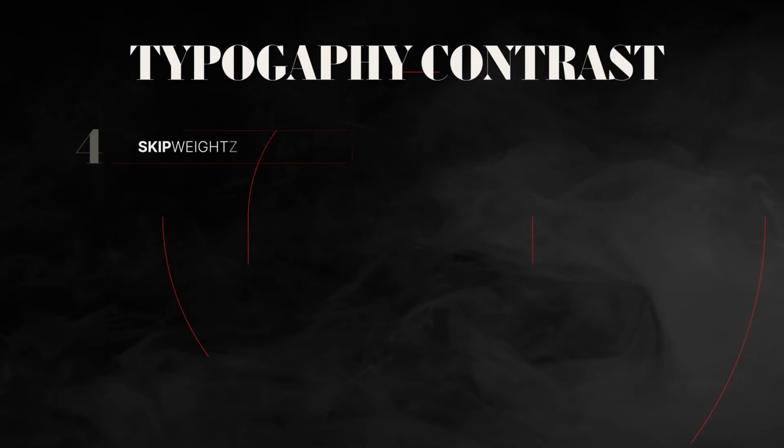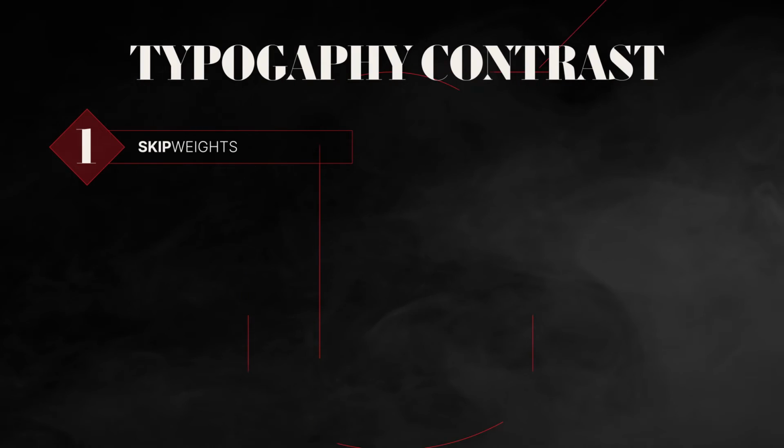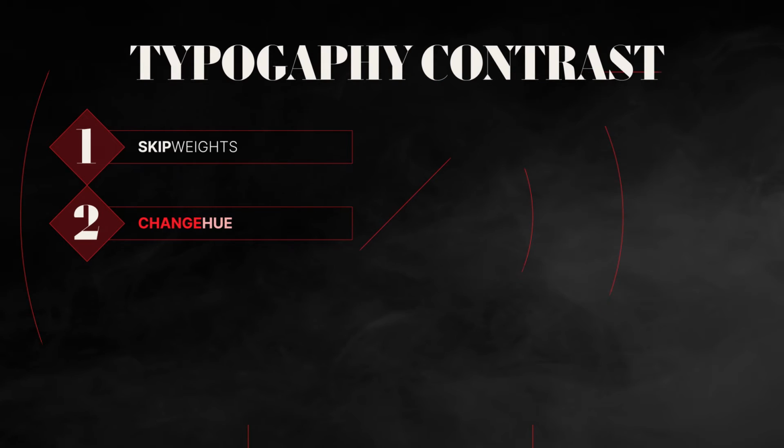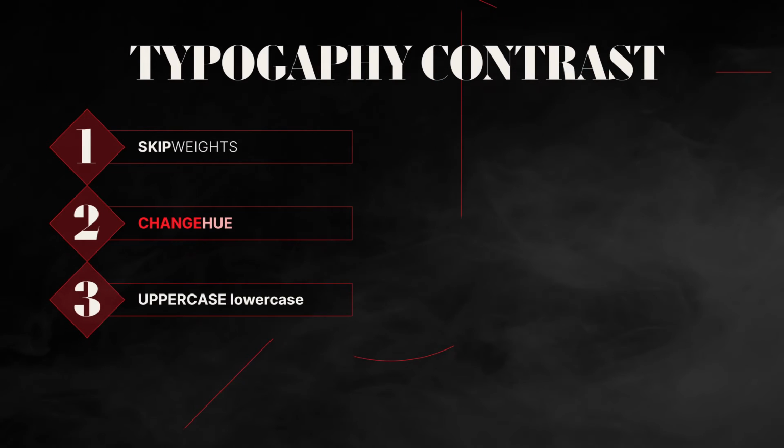Now a good typography system balances repetition and contrast. To have good repetition, we want all of our glyphs in our font system to have similar shapes. For contrast, there's actually 8 simple steps that we can follow. We can skip a couple font weights between our different text elements. We can change the hue of the type. We can pair uppercase words with lowercase words.